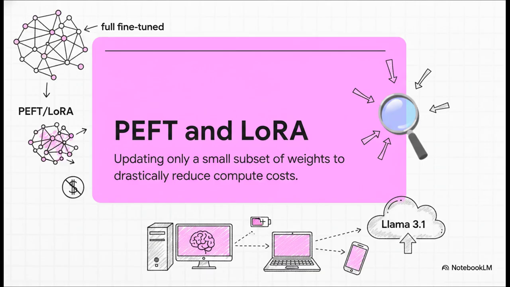Full fine-tuning updates all the parameters, which is frankly hugely expensive. But LoRA updates only a very small subset of weights while freezing the rest of the pre-trained parameters. This drastically reduces the compute costs and the VRAM you need. It literally democratizes AI by allowing massive models like Llama 3.1 to be fine-tuned on standard consumer-grade hardware.